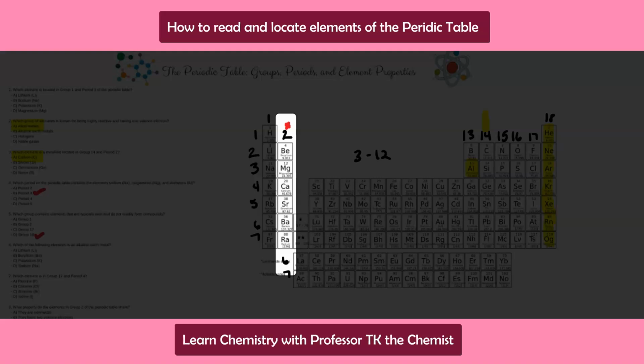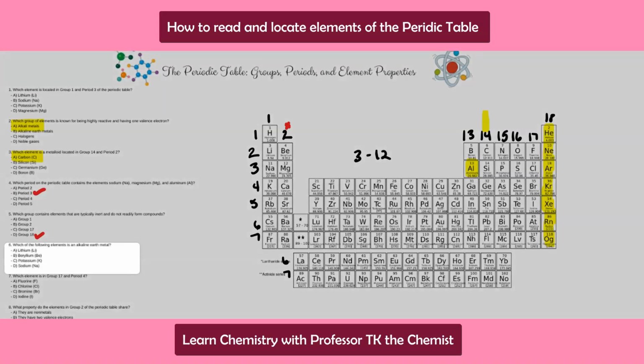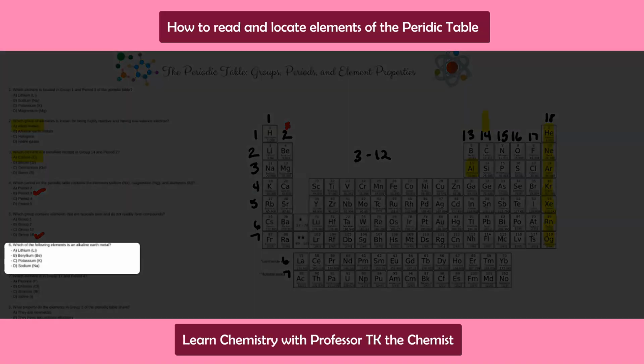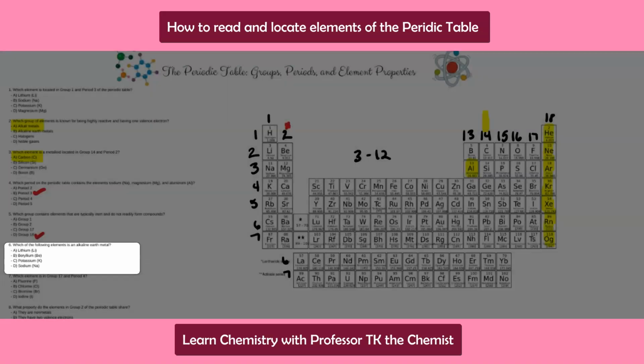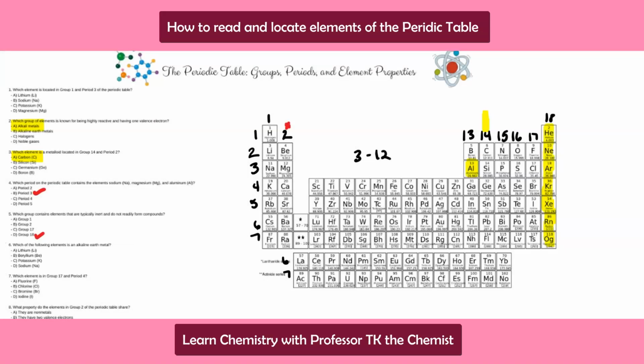You've got beryllium, magnesium, calcium, strontium. And if we look at our answer choices over here, the only one that makes sense for number 6 would be beryllium. That's letter B for number 6, beryllium.